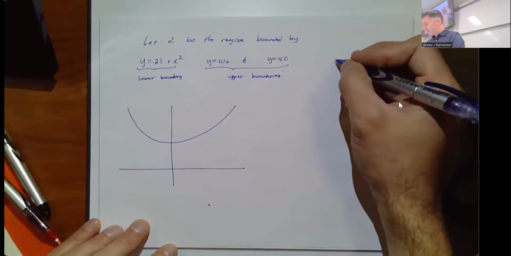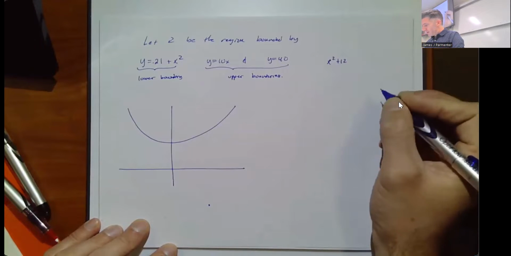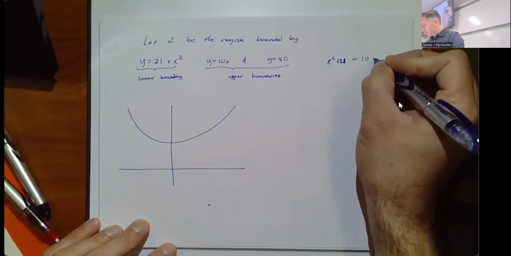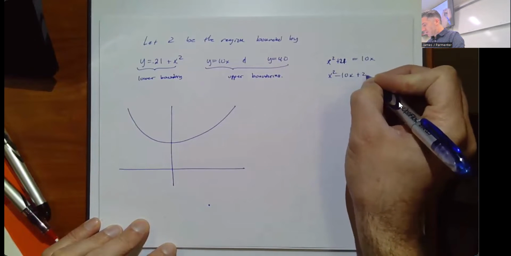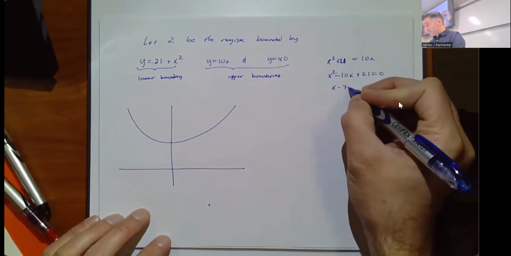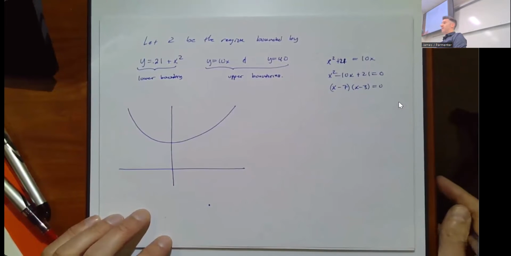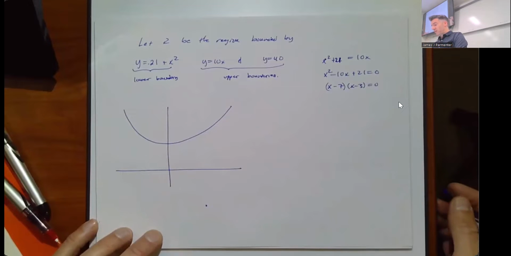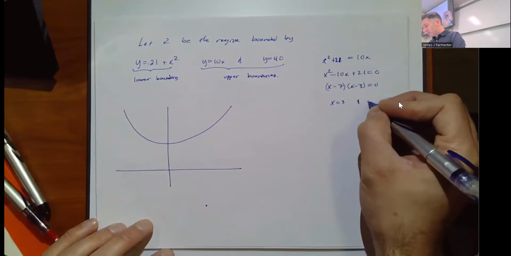So if I set x squared plus 21, wow, that's not how you write 21. That's how you write 12. 21 equal to 10x, and then bring everything to the left. X squared minus 10x plus 21 equals 0. And that does factor. Sometimes it doesn't. Sometimes they give you some real trash numbers and you get some gross square root quadratic formula kind of thing. But here we get both x equal to 3 and x equal to 7.